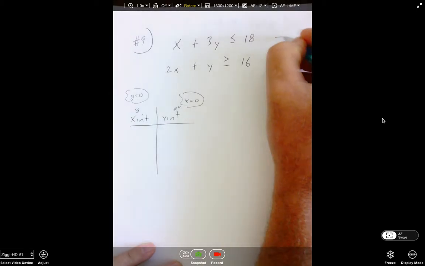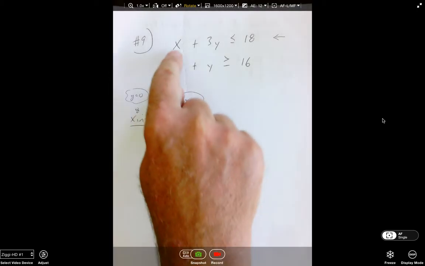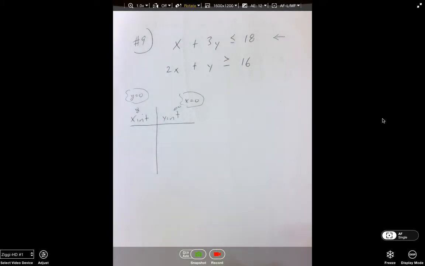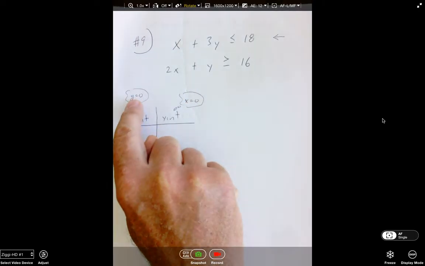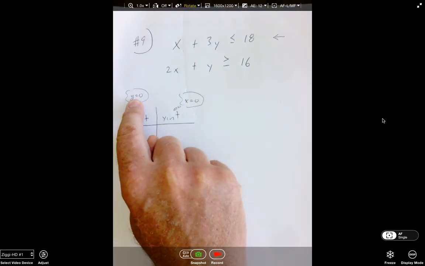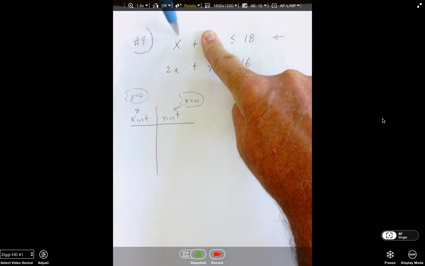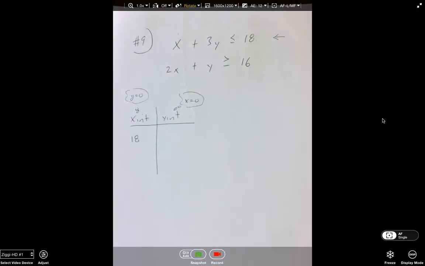Now, if I focus on this first equality, when I have it in the form x and y and my number, I can easily find the x and y intercept just by covering up the other variable. For example, if I want to find the x-intercept here, realizing that this is the value when y is equal to 0, we'll cover up y. And what do you get? X is 18. So I know that my x-intercept is equal to 18.